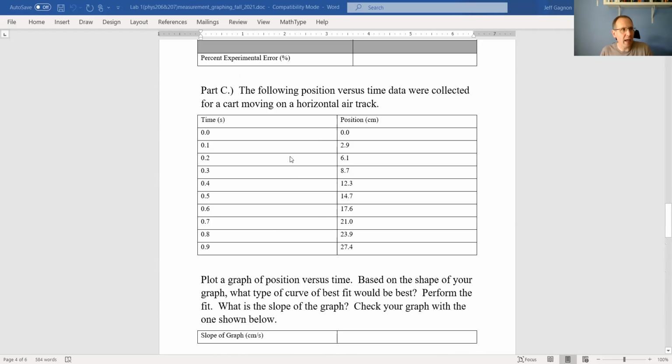All right, if you haven't done so yet, if you're watching this because you missed this particular class, make sure you watch my video on how to graph using Pasco Capstone. I explain all this in that video.